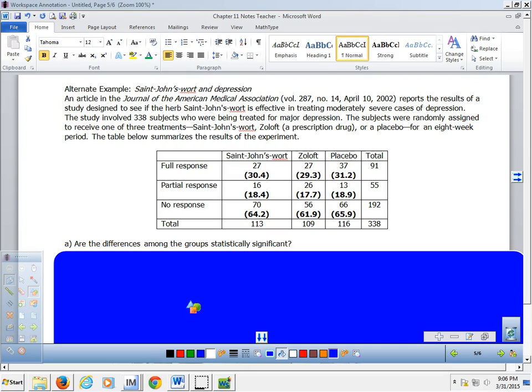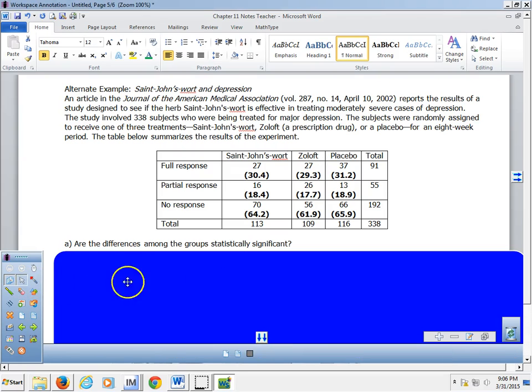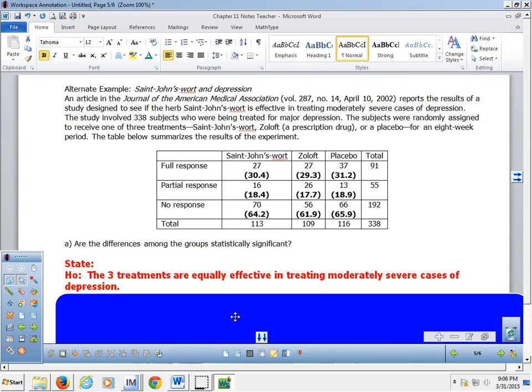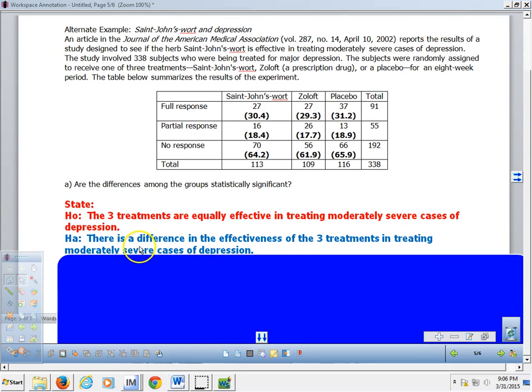Well, to find out, what do you want to do? How about we run a significance test, right? We don't have to worry about doing the conditional distribution and then the bar graphs. We can just go straight into running our test. So we need to state our hypotheses, our null. Again, our null is our statement of no difference. And so that means we are going to assume that the three treatments are equally effective. There's no difference in any of those treatments in treating moderately severe cases of depression. Okay? And so we are looking for evidence of a difference. So the three treatments are equally effective in treating moderately severe cases of depression is our null.